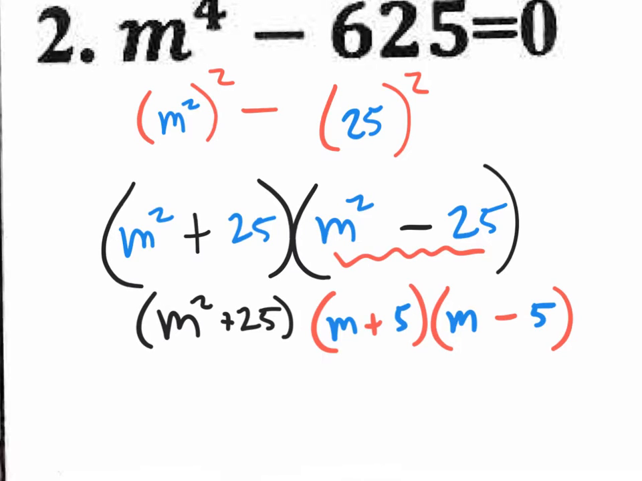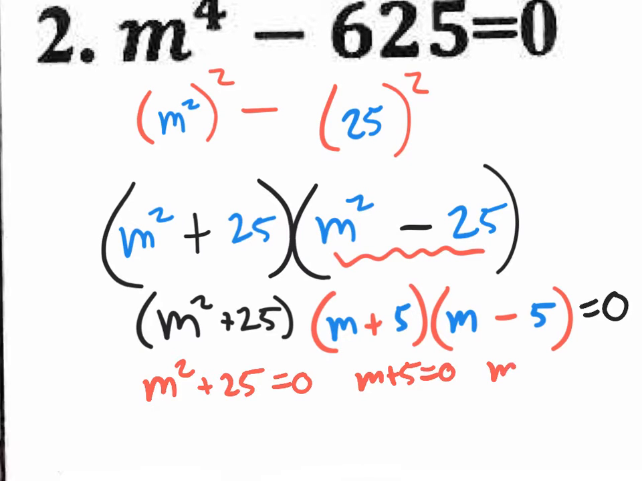So we have these three binomials being multiplied together. I've changed the quartic binomial to become a quadratic binomial times two other linear binomials. It is all equal to 0. The whole purpose of factoring is to get the multiplication, so you could use the zero product property to split and solve. So you're going to have m squared plus 25, that could equal 0. m plus 5, that could equal 0. And m minus 5, that could also equal 0. So we're going to solve each of these.